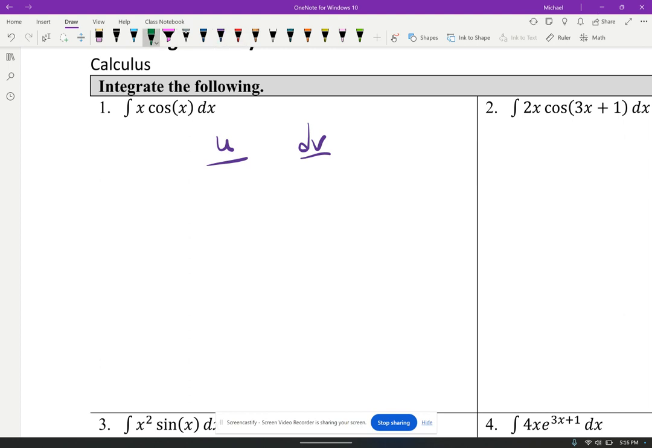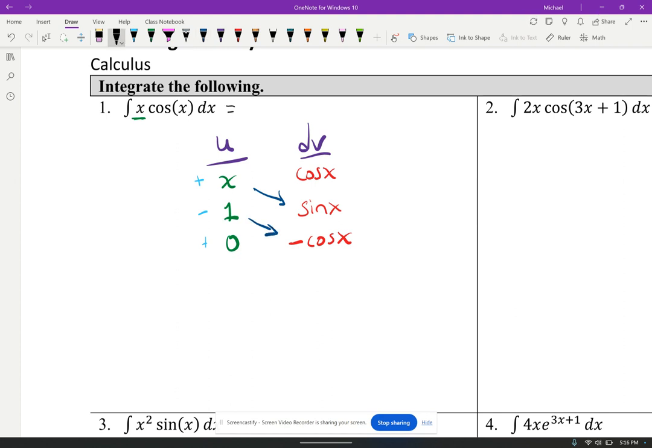If I can identify my U as X, I can take the derivative once and get 1. I can take the derivative again and I can get 0. And then I can take cosine X and I can take the antiderivative and get sine X and take the antiderivative again and get negative cosine X. And then don't forget positive, negative, positive, and we multiply diagonally.